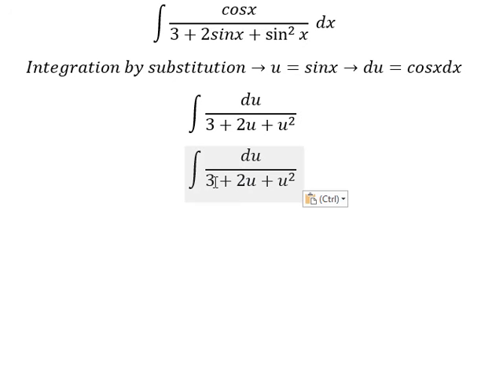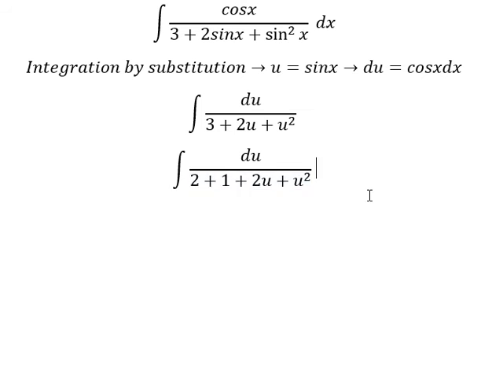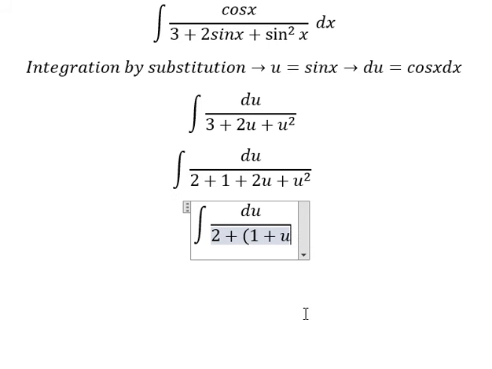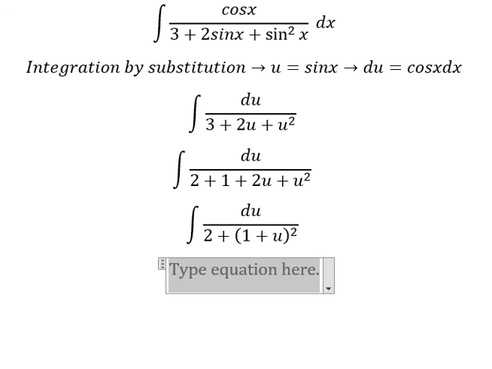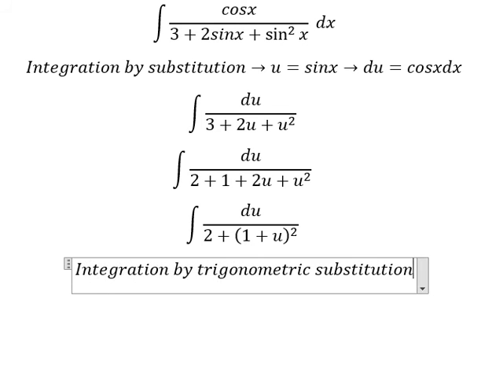Next, about number 3 in here, we can put it as 2 plus 1. About this one in here, this is an identity, so I will put 1 plus u to the power of 2. Next, we need to use integration by trigonometric substitution.